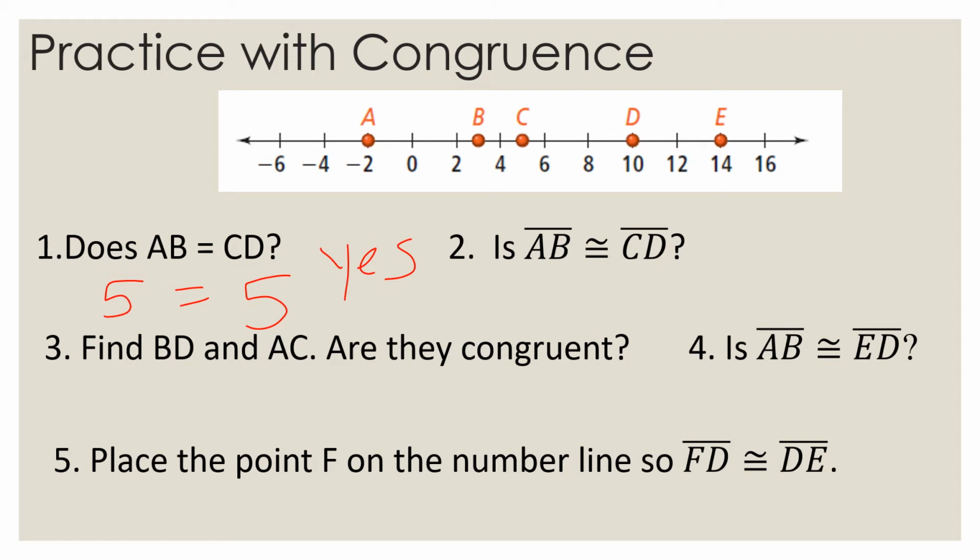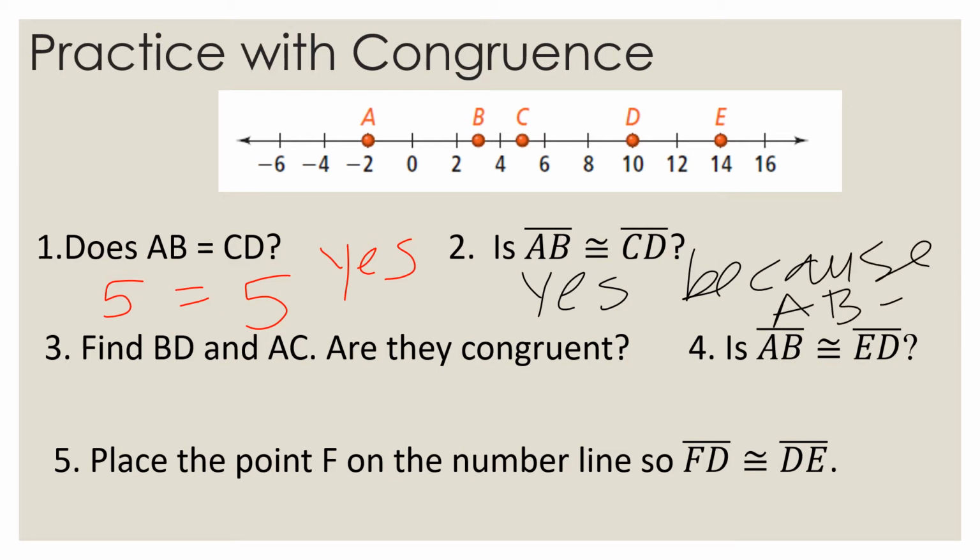Is line segment AB congruent to line segment CD? Okay, we know that 5 equals 5, right? So they are congruent because AB already equals CD. And if those two equal each other, then we know that they are congruent.